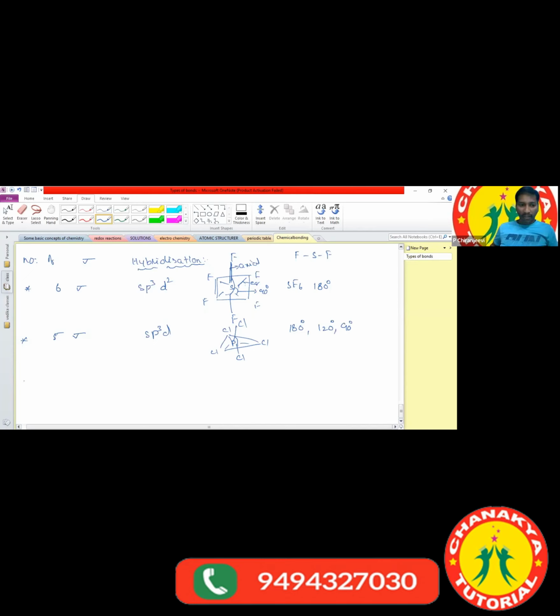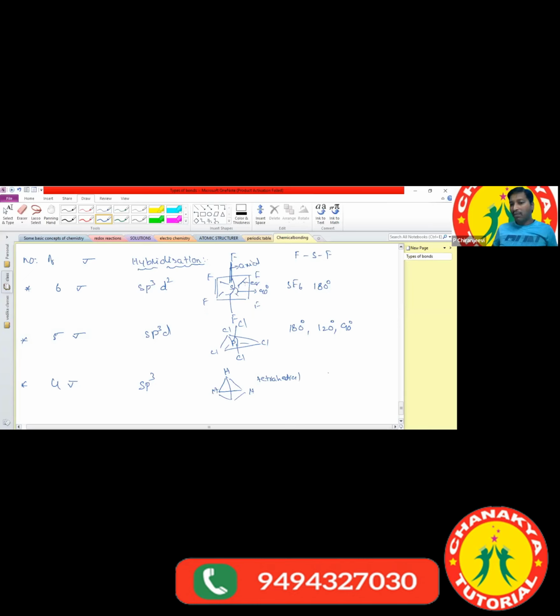If it has four sigma bonds, it exhibits sp3 hybridization. What is the best example? Methane. In methane, the central atom is carbon, with one hydrogen at each of the other positions. It has a tetrahedral shape. What is the shape of this one? Tetrahedral. This one is called octahedral, this we can call trigonal bipyramidal, and this is the tetrahedral shape.